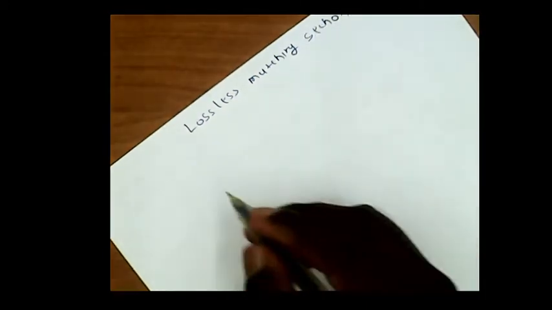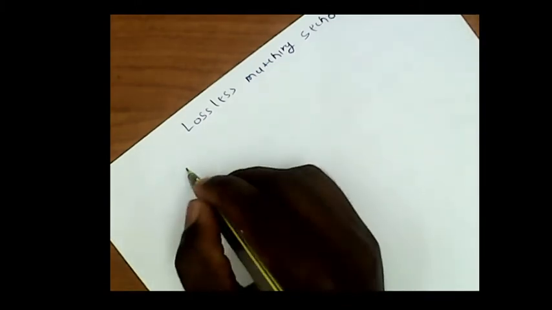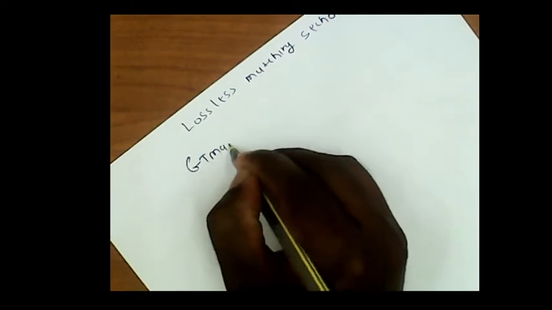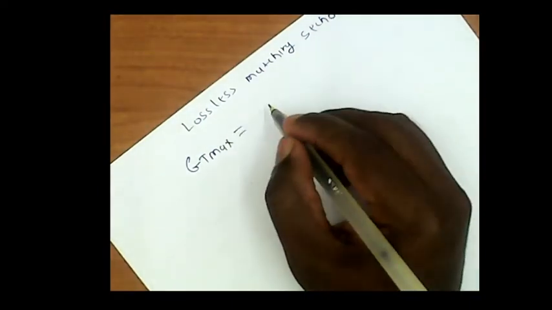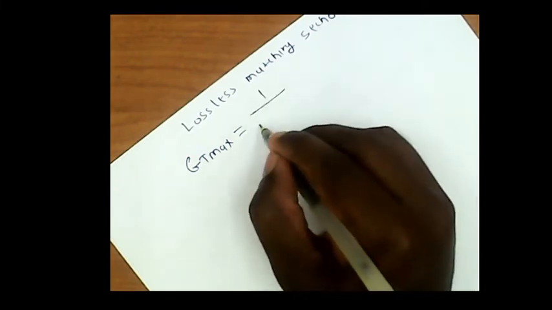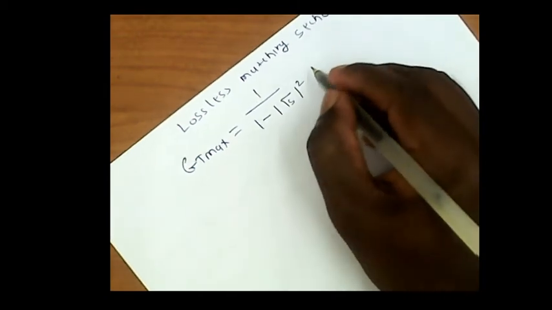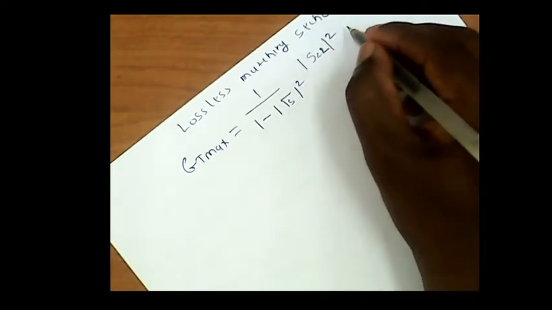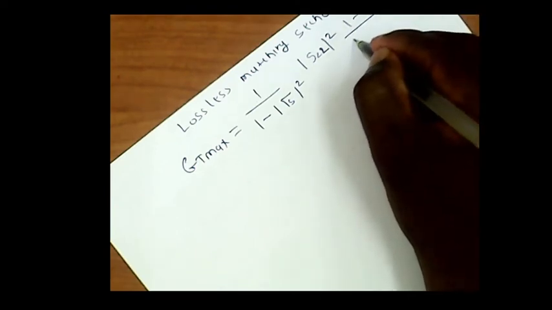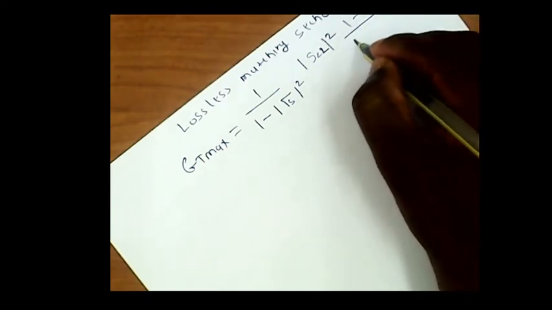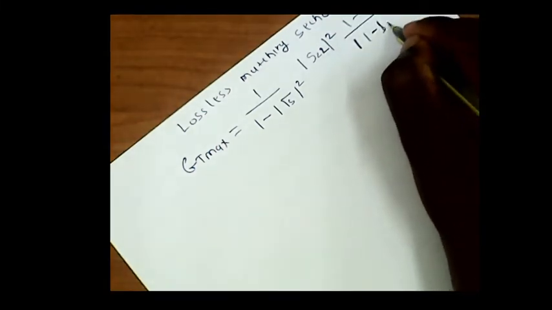So overall, maximum transducer gain, GT max, which is given in terms of S parameters as 1 divided by 1 minus |gamma S| squared, times |S21| squared divided by |1 minus S22 gamma L| squared, times (1 minus |gamma L| squared) divided by |1 minus S22 gamma L| squared. So this is equation number 3.